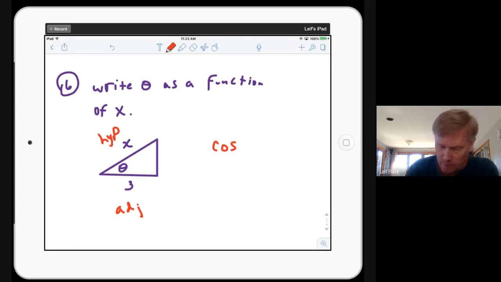Hopefully you still remember those. I know it's been a couple of weeks. But the cosine of theta would be 3 over x. You okay with that so far?